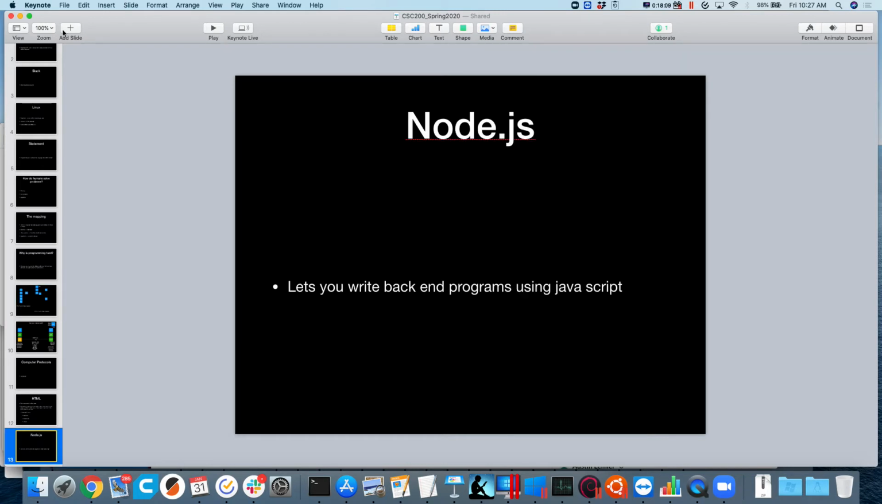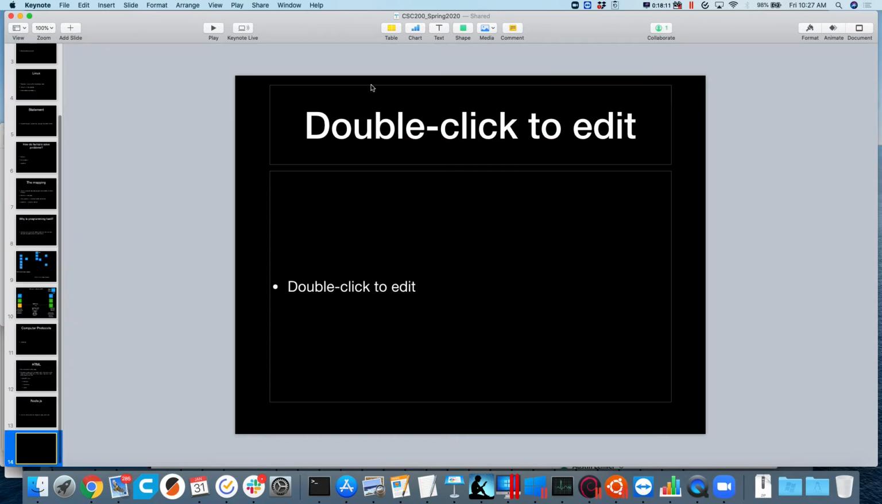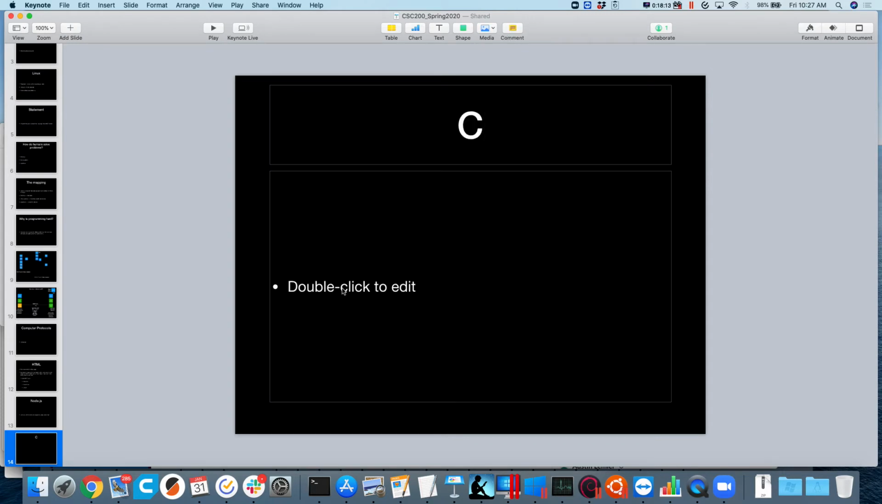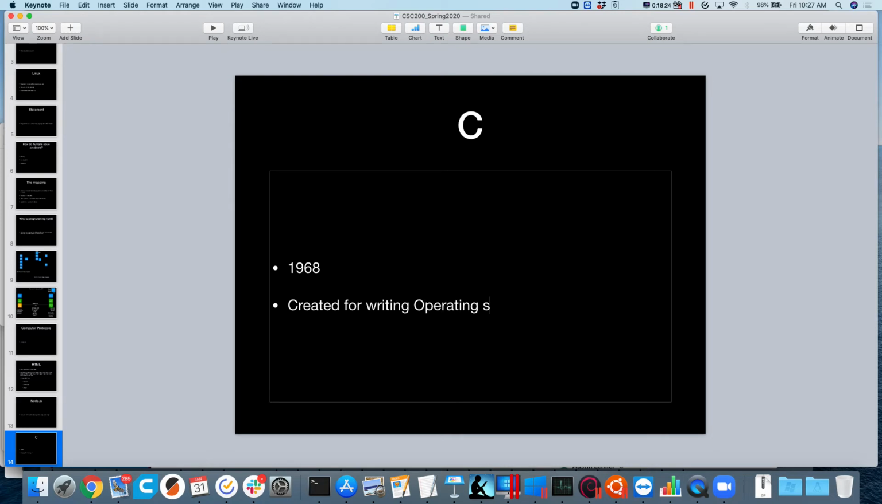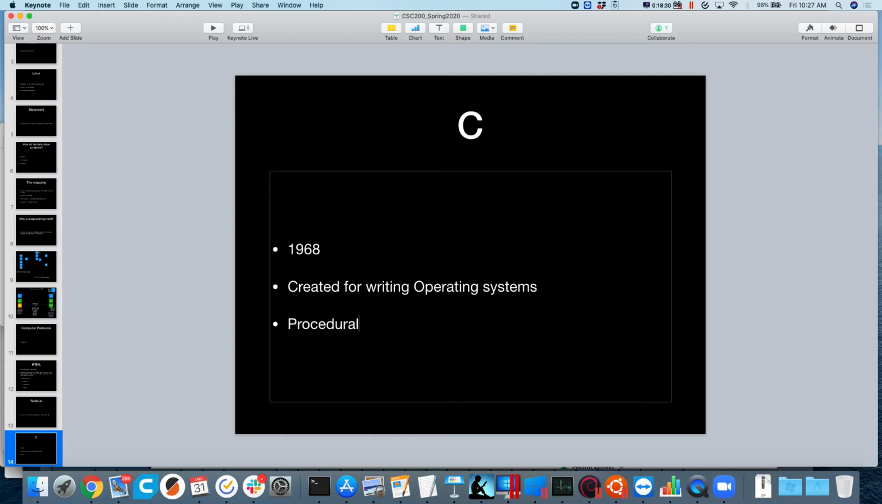All right, so let's talk about the C programming language. C came out in roughly 1968 and was created for writing operating systems. That's what C is made for. It's something called a procedural programming language.